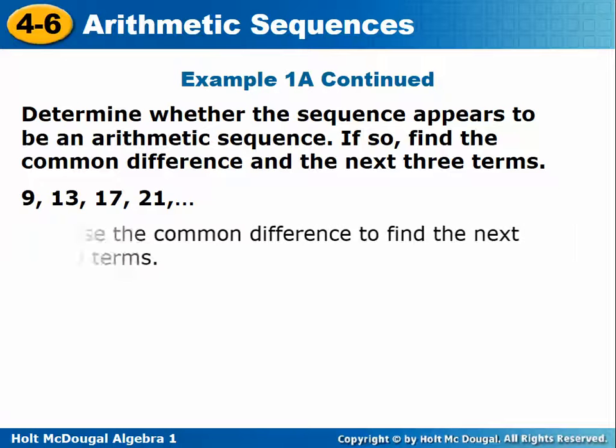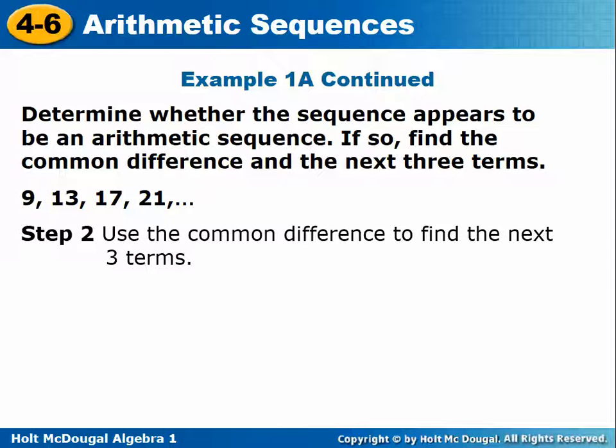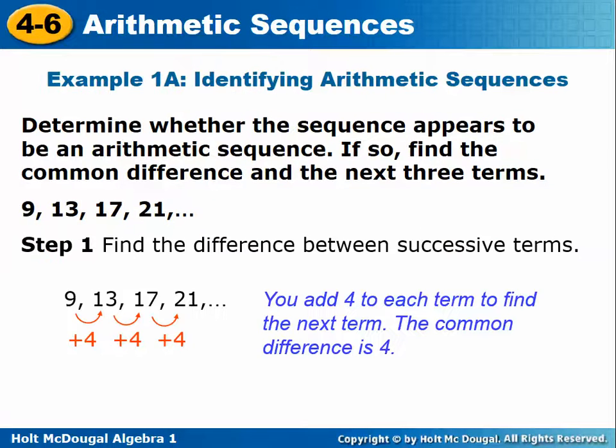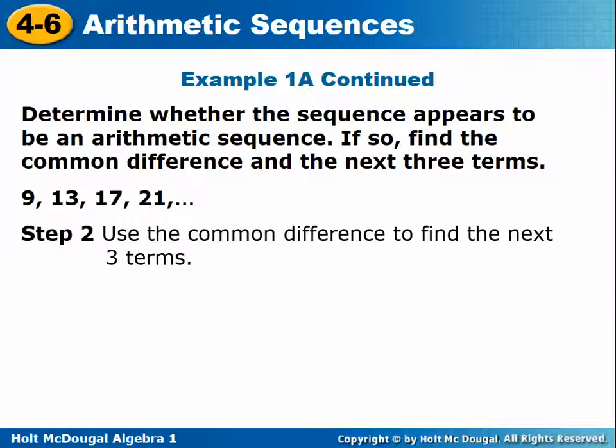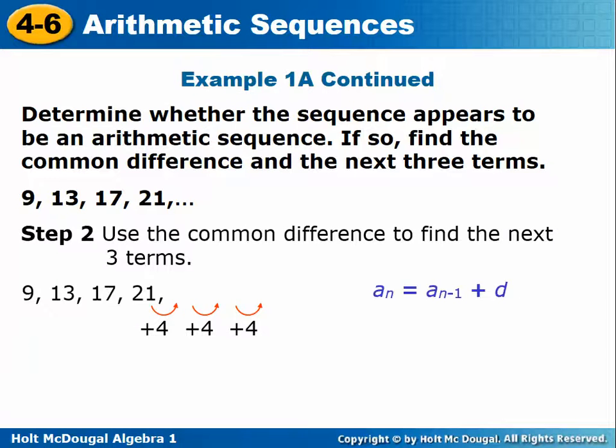Now that we know it's an arithmetic sequence, we know that the common difference we found on this page was 4. The common difference is 4. So now you will use that d equals 4, and you will add that to the 21, and then you'll add 4 to the next term, and then you'll add 4 to the next term. So 21 plus 4 is 25, 25 plus 4 is 29, 29 plus 4 is 33. They only asked us to find the next 3, so we would stop after that.